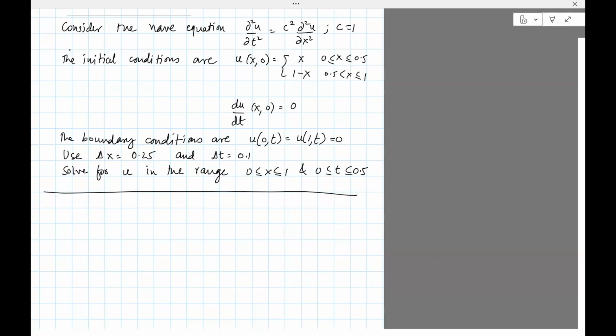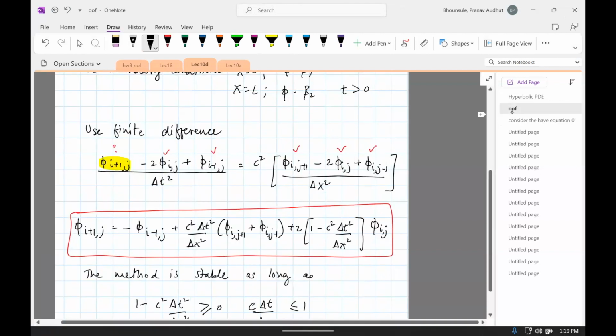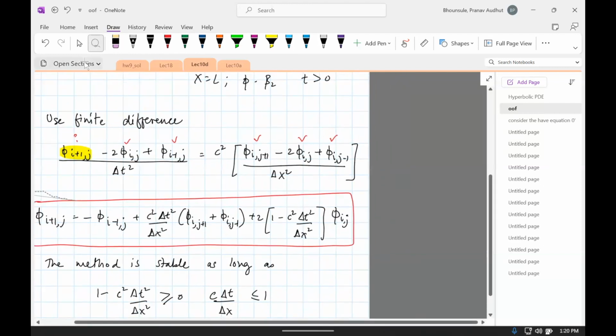Okay, so it's clear we need to use this formula, which I wrote down, right? Okay, so let me just copy that.